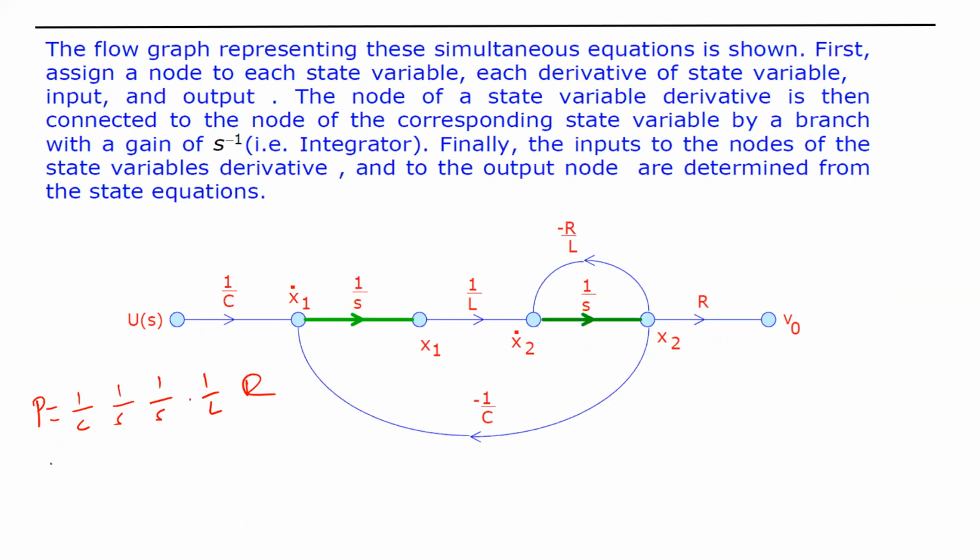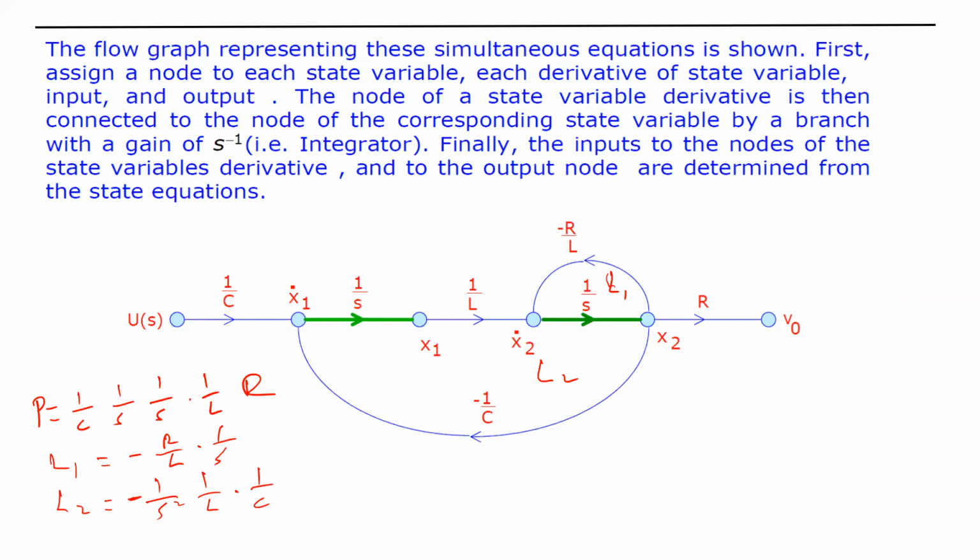Two loops. Let's take the small one first. L1 equals minus R over L times 1 over S. This is L1, and let's say this is L2. What about L2? 1 over S squared, 1 over L, times minus 1 over C, and minus, because of the minus sign in here.